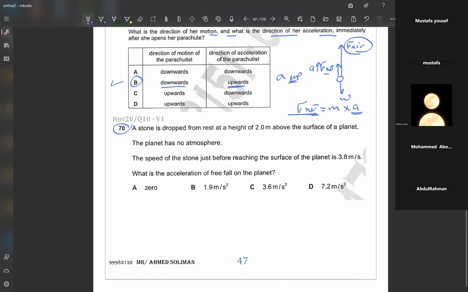Now it's your turn, Mustafa Khalid. A stone is dropped from rest at a height of 2 meters above the surface of a planet. The planet has no atmosphere. The speed of the stone just before reaching the surface of the planet is 3.8 meters per second. What is the acceleration of free fall on the planet?